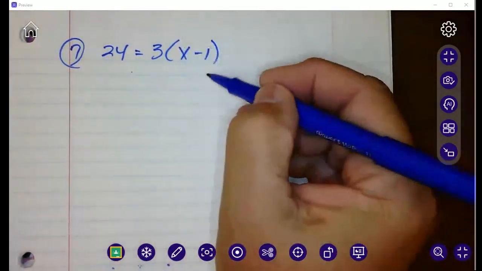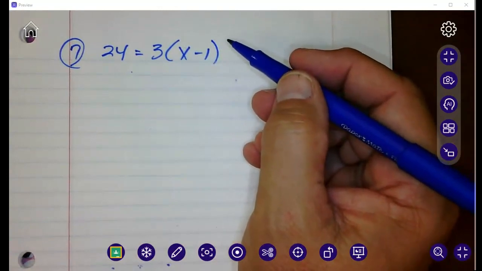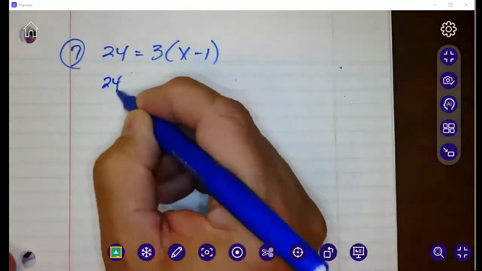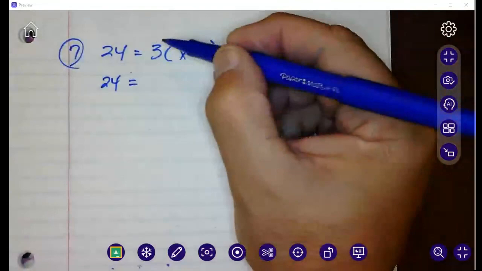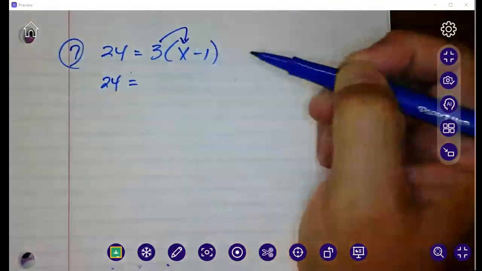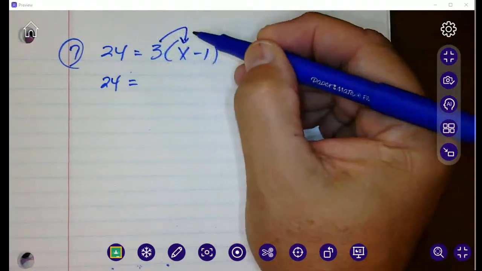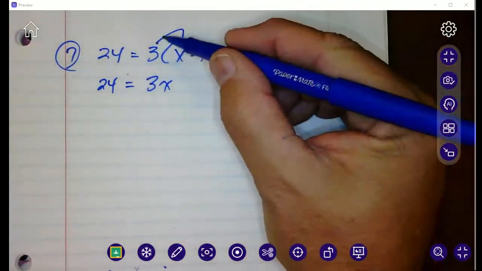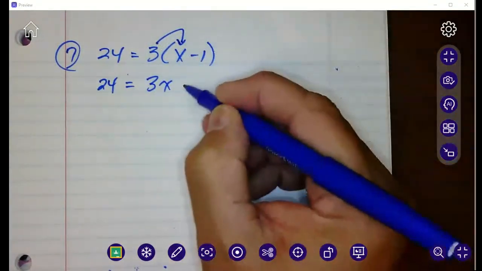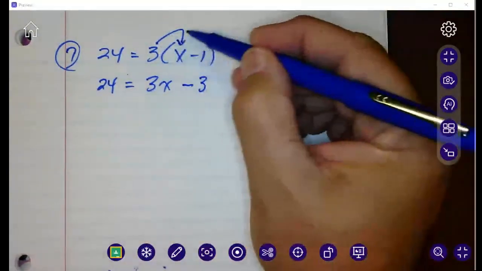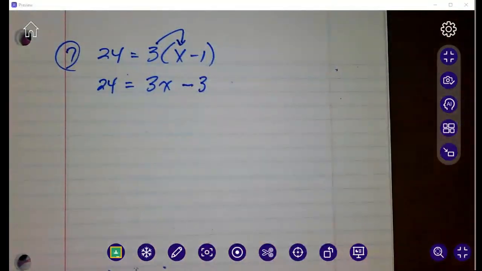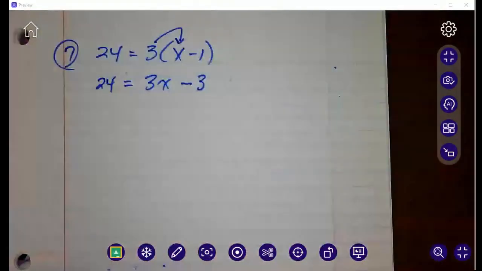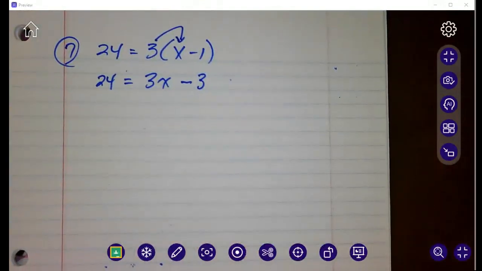But I have parentheses. I need to get rid of those parentheses because otherwise I've got too much stuff going on here. So I use distributive property and I distribute the 3 over the x, which means I take 3 and multiply it by x and get 3x. And I take 3 and distribute it over -1 and get -3. 3 times -1 is -3. Now we have a problem that's similar to what number 5 and number 6 were.